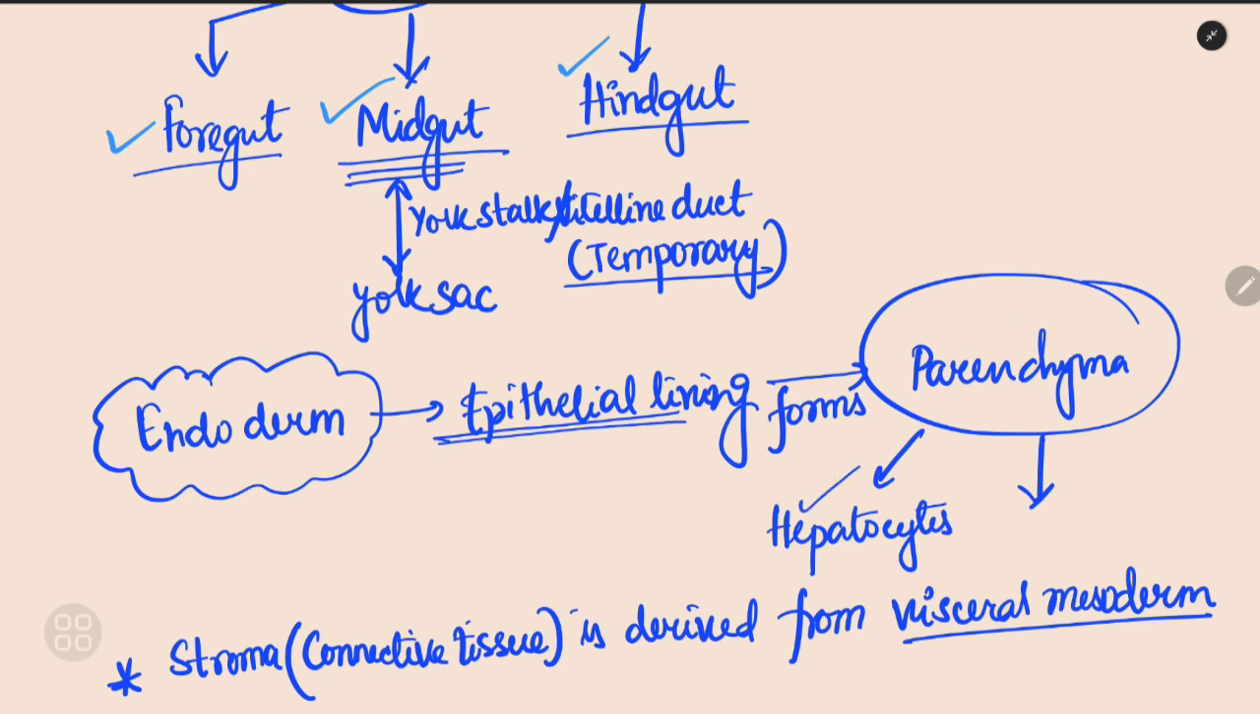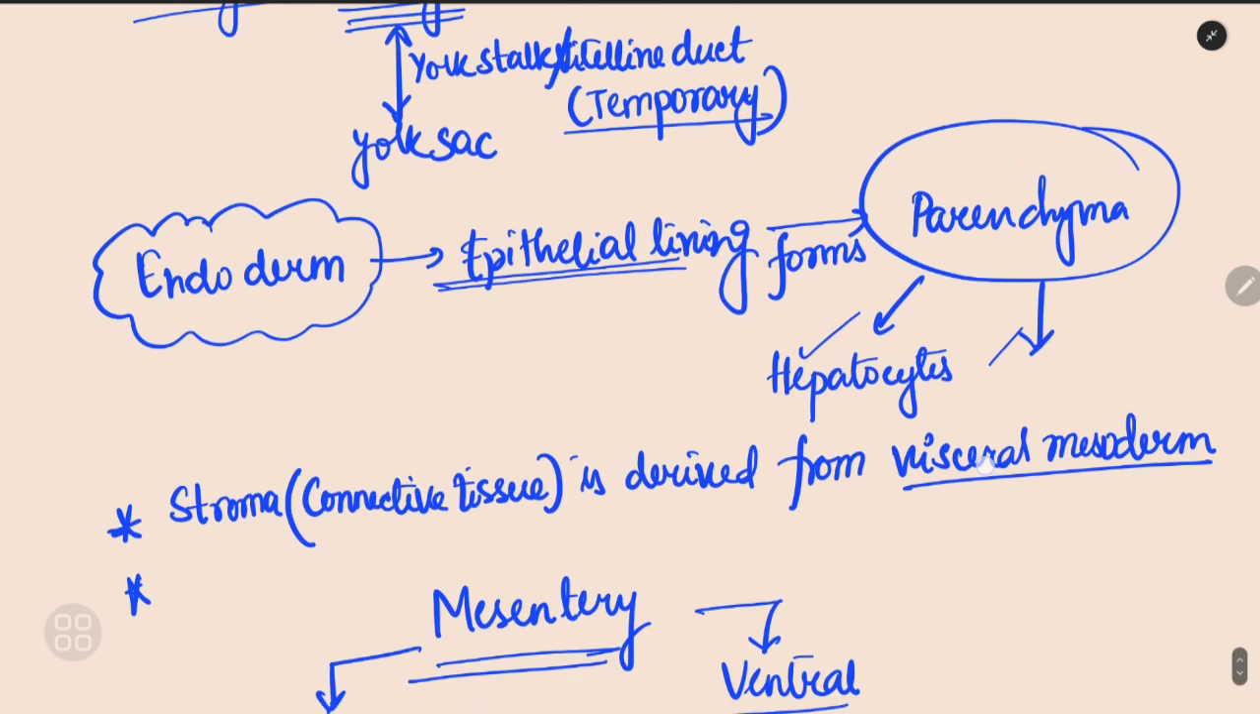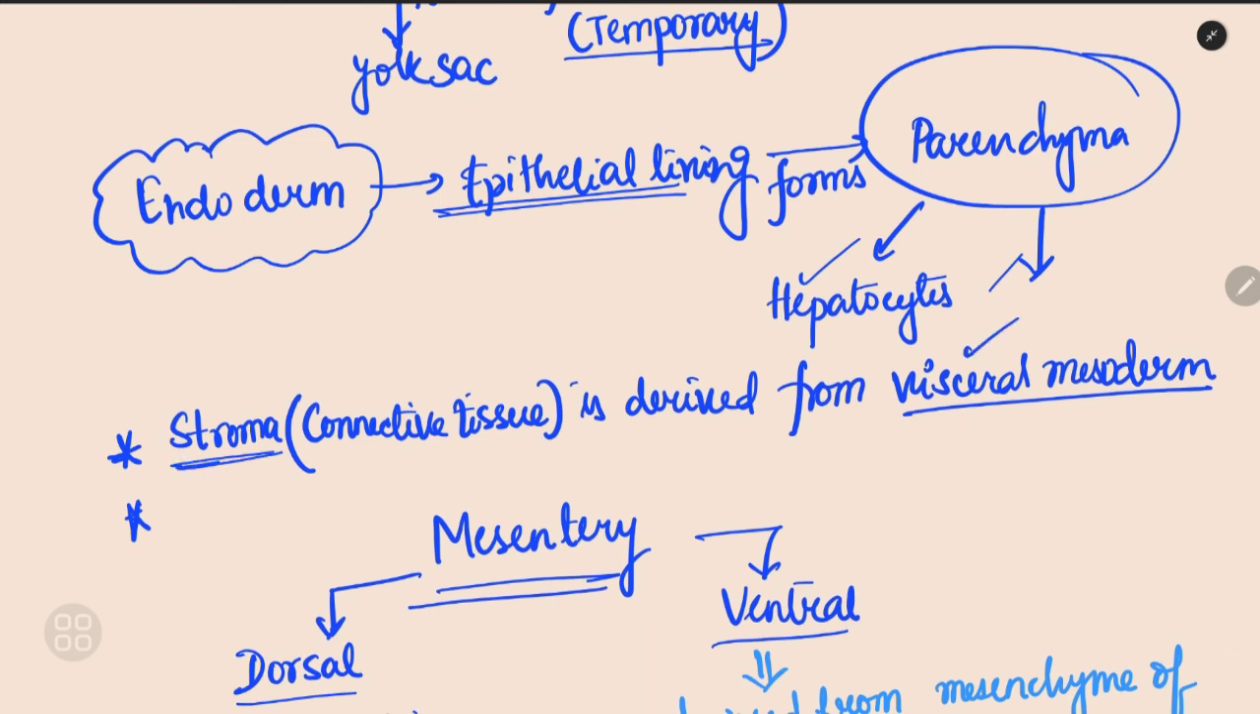And in the epithelial lining there will be hepatocytes and other associated structures, and the remaining stroma portion, or the connective tissue portion, is derived from the visceral mesoderm. So this was our introduction to the GIT, and we have discussed certain other points also regarding the origin and development of the GIT.